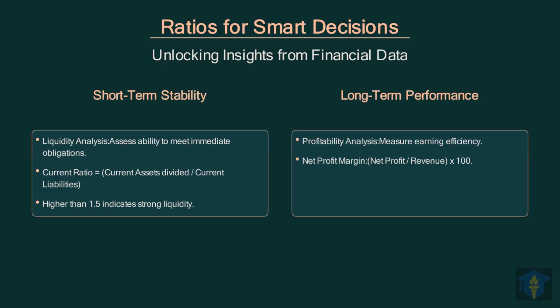The net profit margin is a crucial profitability ratio, calculated as net profit divided by revenue, then multiplied by 100. We also conduct debt analysis to thoroughly evaluate a company's financial risk and its reliance on borrowed funds. The debt-to-equity ratio, found by dividing total debt by shareholders' equity, reveals the company's financial leverage.